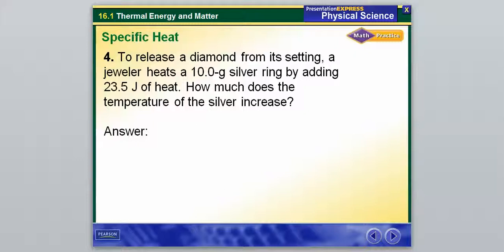Our next one, I think there's going to be 5 examples here that you can work on. To release a diamond from its setting, like a diamond ring, the part that holds it up is called the setting of a ring, a jeweler heats a 10-gram silver ring by adding 23.5 joules of heat. How much does the temperature of the silver increase? Go look up specific heat for silver, and just plug in. Now you're solving for delta T in that one as well.